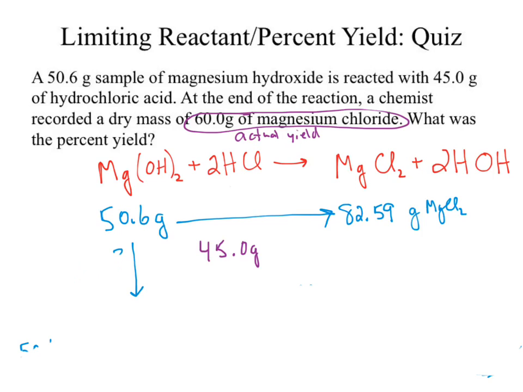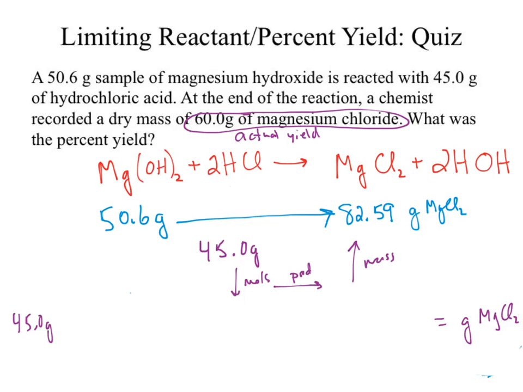And I want to be able to convert now my grams of hydrochloric acid into moles. Once I'm in moles, I can then convert it into moles of the product. From the product, I can then go to the mass. So we're doing the exact same calculation, we're just using different situations. Our answer, again, needs to be in grams of our magnesium chloride, starting with our 45.0 grams of hydrochloric acid.